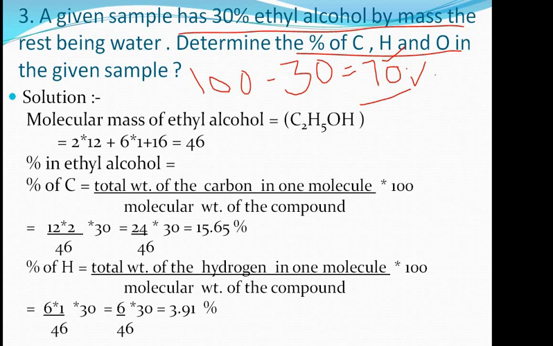Now the molecular mass of ethyl alcohol: the formula of ethyl alcohol is C2H5OH. Okay, in this case you learn this formula C2H5OH, but after doing organic chemistry you will know how we are going to attempt this formula. Okay, we will do this thing later on.